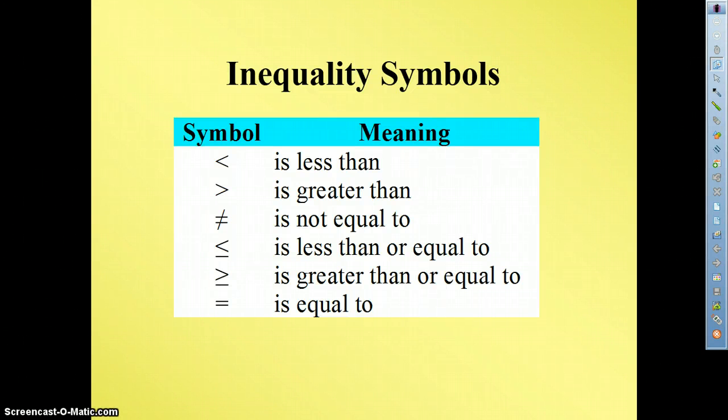In this lesson, we're going to talk about comparing and ordering rational numbers. Rational numbers are anything that can be written as a fraction. First, we want to review our inequality symbols.